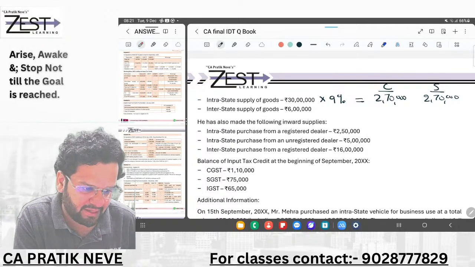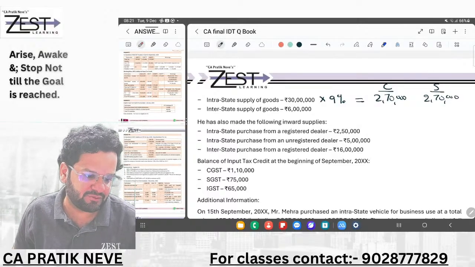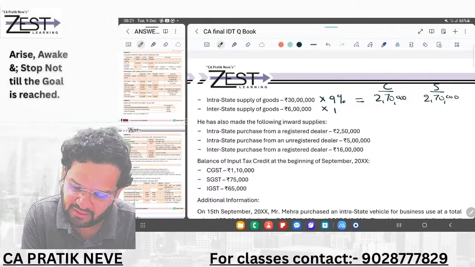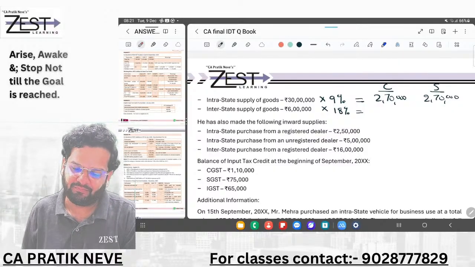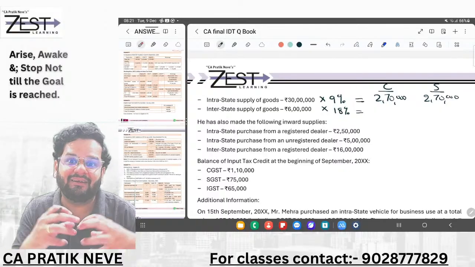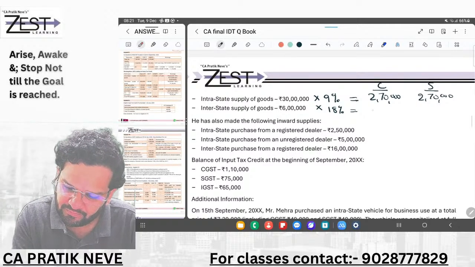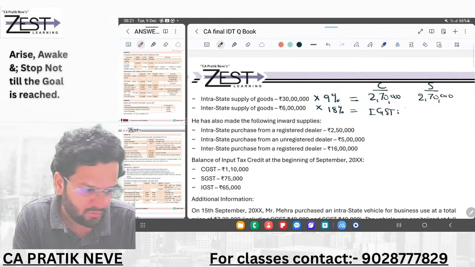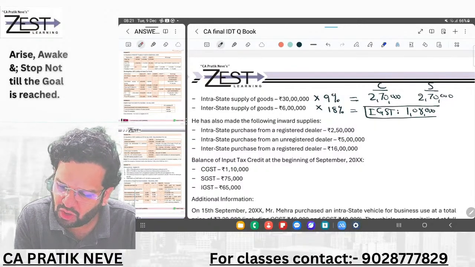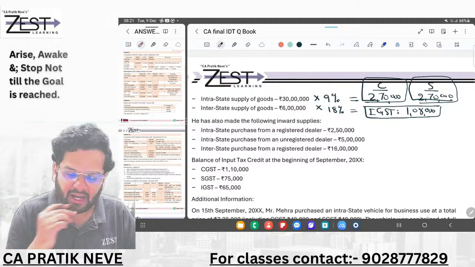Then interstate supply is of, yes, absolutely so many. Interstate supply 6 lakh into 18%. Because I told you that many things coincide at CA Inter and CA Final. So IGST is 1,08,000. So you got CGST, you got SGST, you got IGST.